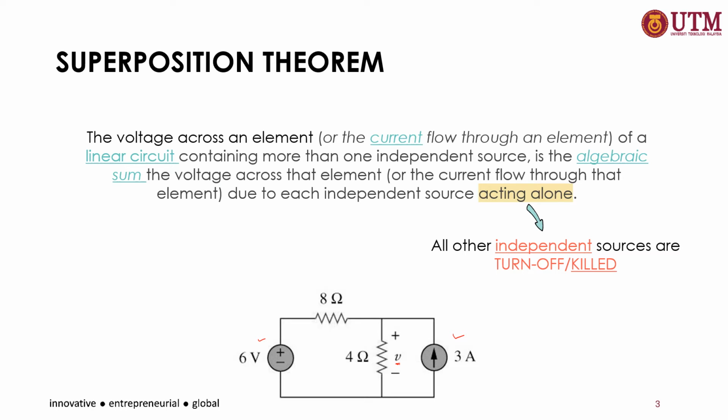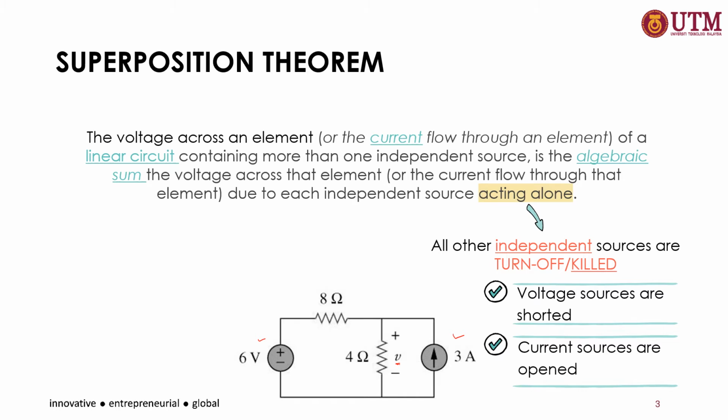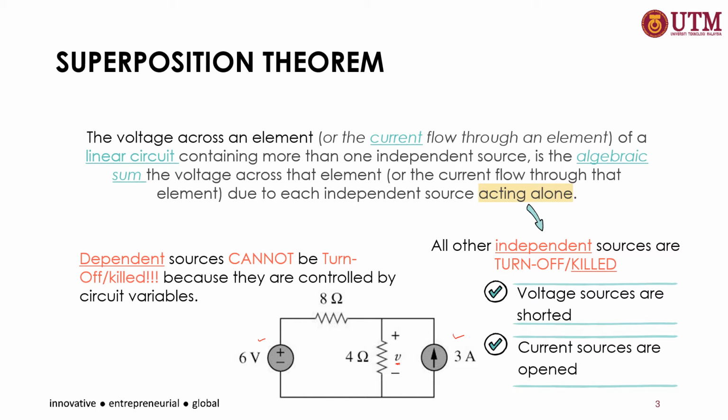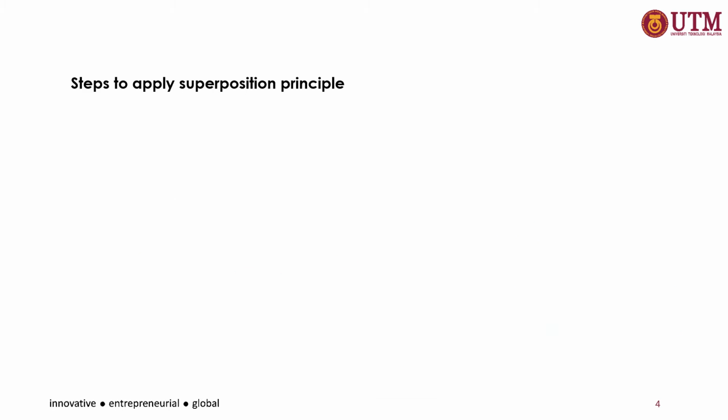Okay, so when we want to do the acting alone source, all other independent sources will be turned off or killed. If the voltage source is being turned off, the voltage source is short circuited. And if it is a current source, it will be open circuit. For the dependent sources, we cannot turn off the source because they are controlled by the circuit variable.